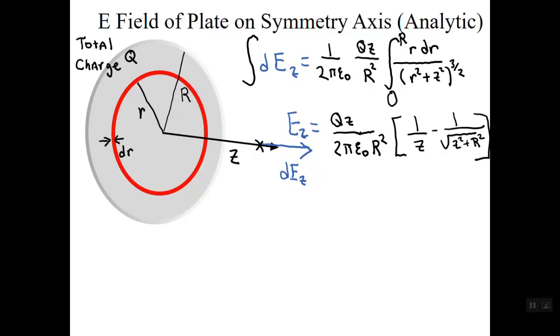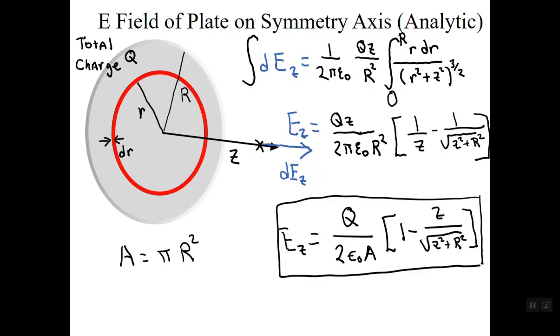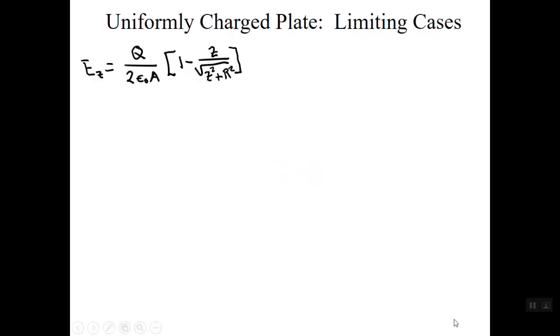Now let's note the area capital A of the plate is pi times capital R squared. So let's put that in and multiply through by z to get this final result. This is the E field of a uniformly charged circular plate at an observation location on the symmetry axis, a distance z from the center of the plate. Let's look at some limiting cases for this result, which we can rewrite a bit like this.